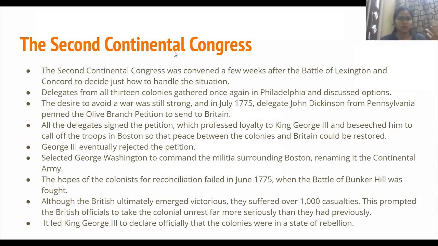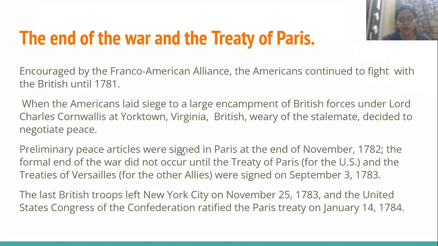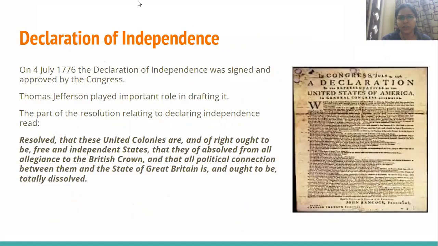In the Battle of Bunker Hill, though the British emerged victorious, the total casualties were about a thousand British soldiers dead, and that was an eye opener. He understood that now the colonies are in a state of rebellion, they are in a state of war. Okay, so now the Americans drafted a declaration document.